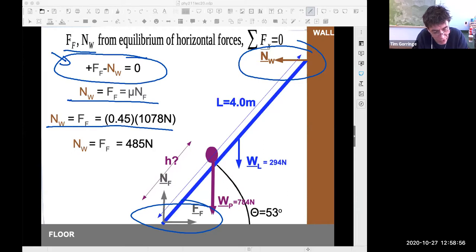So let's do that. I plug in the coefficient of friction, I plug in the normal force of the floor from the last slide, and I figure out the normal force that's exerted from the wall and the frictional force that's exerted from the floor. They're both 485 newtons. At this point, I've solved for all the forces from the painter, the ladder, the wall, and the floor in this problem. And now we can figure out the maximum height that the painter can climb to. So that's the final step. Let me go to the next slide.